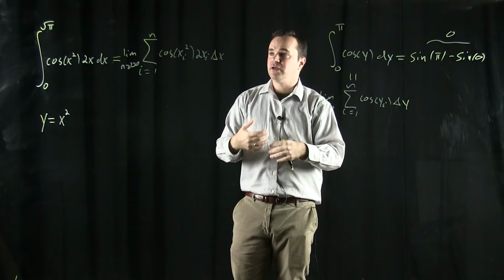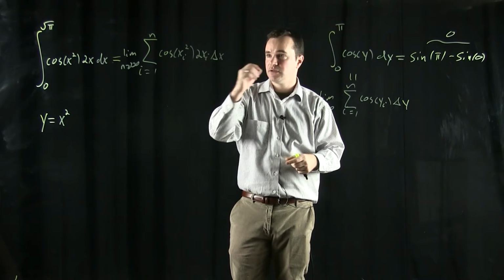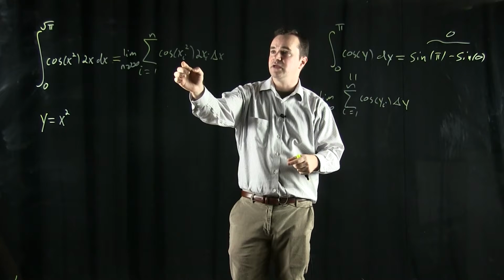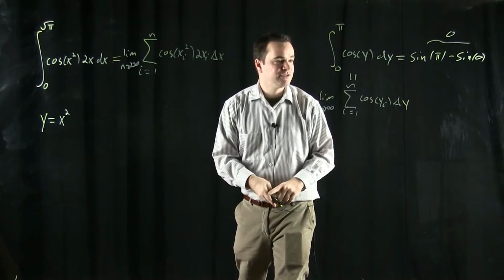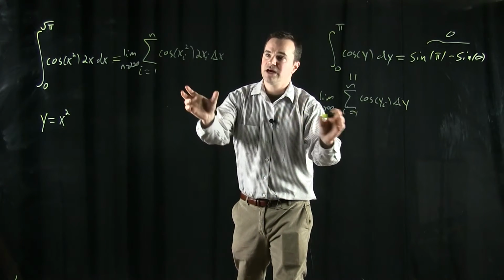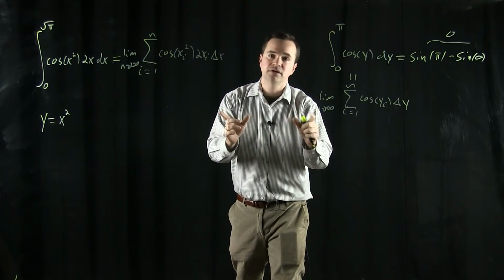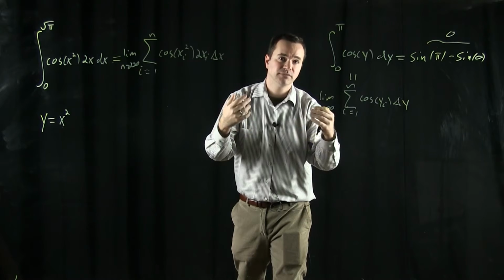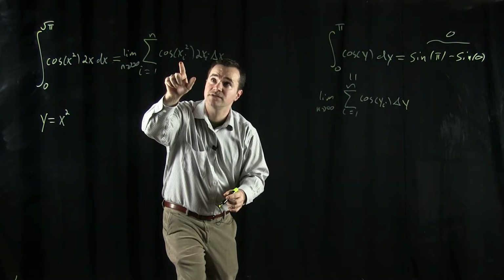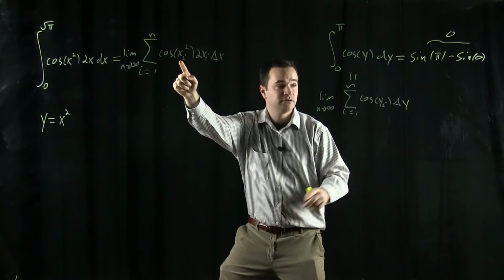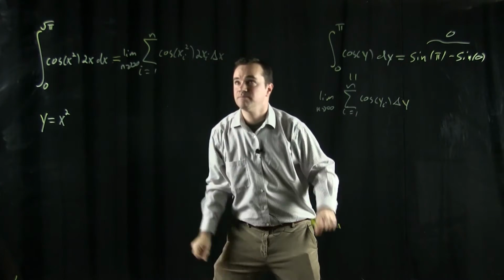And the way I'm going to indicate that that's going to be the case is to compare the two terms. Here you've got cosine xi squared times 2xi delta x, and here you've got cosine yi times delta y. It turns out that each of these terms are going to be quite close together. And when you let n go to infinity, they're not just going to be close together, they'll be exactly equal. So first of all, you've got y equals x squared. So cosine xi squared is just going to be cosine of yi, because xi squared equals yi.